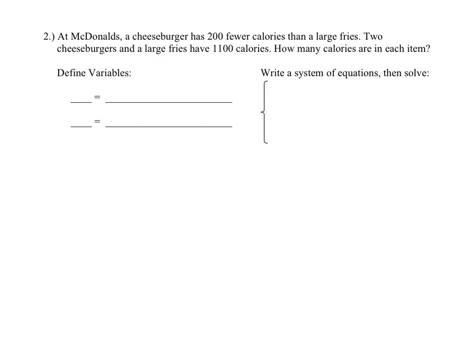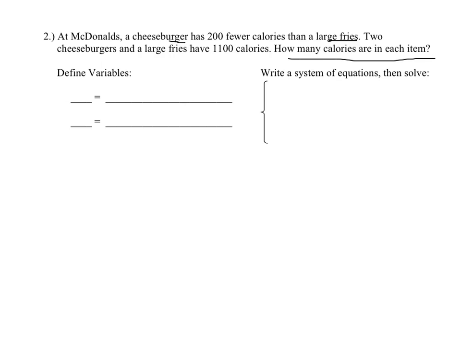Okay, your two variables. Clue: you could at least get one of your variables by looking at the question. How many calories are in each item? Well, this one is asking for calories in each item. What are our two items? We have a cheeseburger for one. We have large fries for another. So calories in a cheeseburger would be one variable. Calories in large fries would be another.